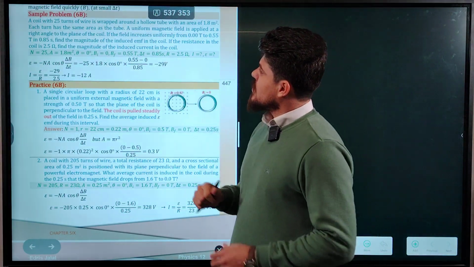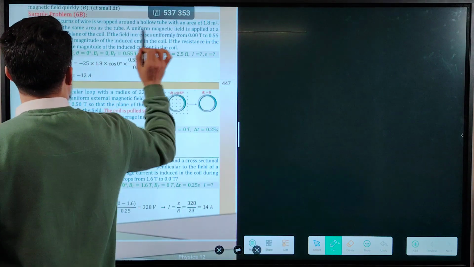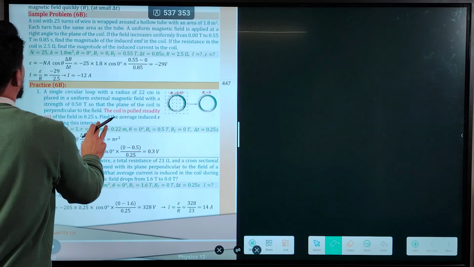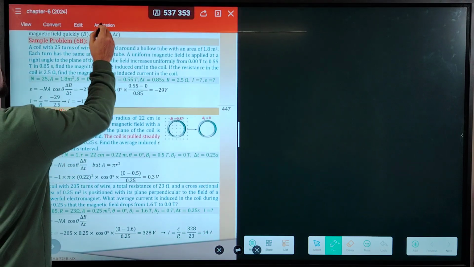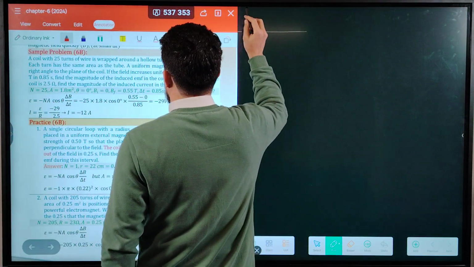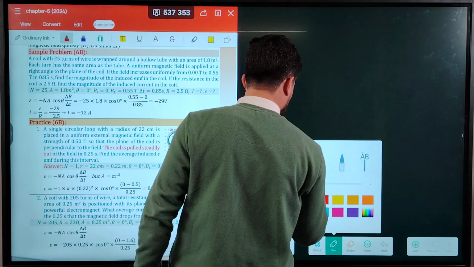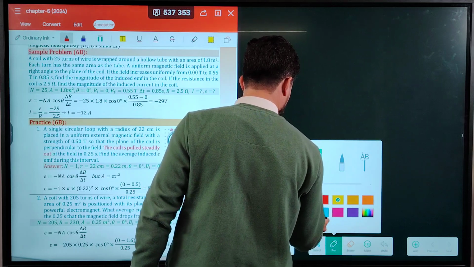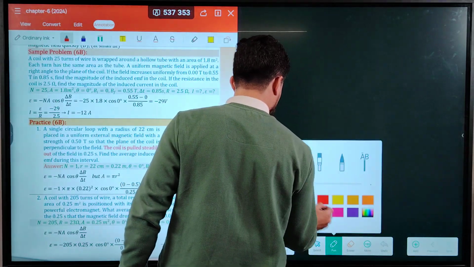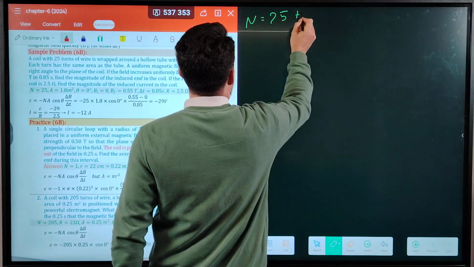Sample problem 6b. A coil with 25 turns of wire is wrapped around a hollow tube with an area of 1.8 meters squared. A coil with 25 turns. What do you mean by 25 turns? It means that this coil has 25 turns. The number of turns is given in sample problem 6b and is equal to N equals 25 turns. Okay.